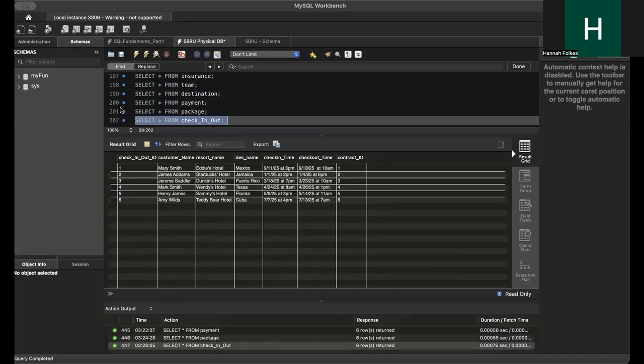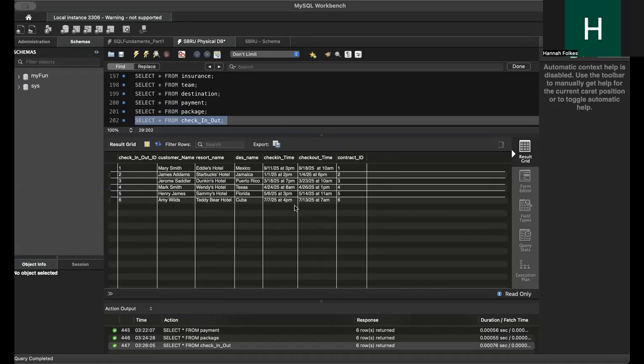So for the check-in and check-out table, this basically tells us when each customer is planning to check in and check out of their hotel, the SBRU hotel that they're staying at. So the first column of the check-in and check-out table is the check-in and check-out ID, followed by the customer's first and last name, followed by the SBRU hotel that they're staying at, so the resort name. Then the desk name is the destination location that they're staying at. And then the check-in and check-out times tell us what day the customer is planning to come and the time that they're planning to check in.